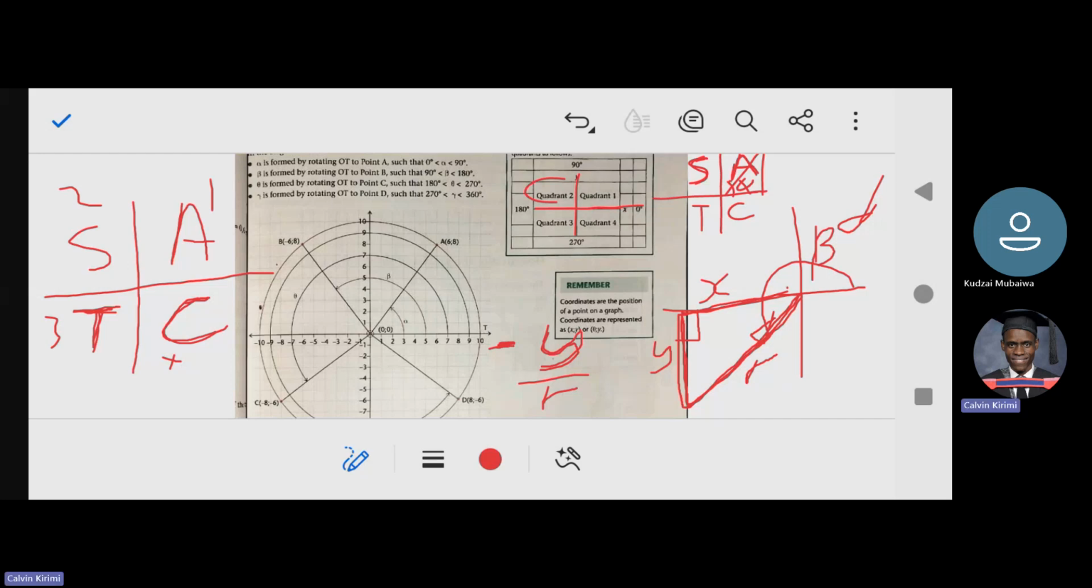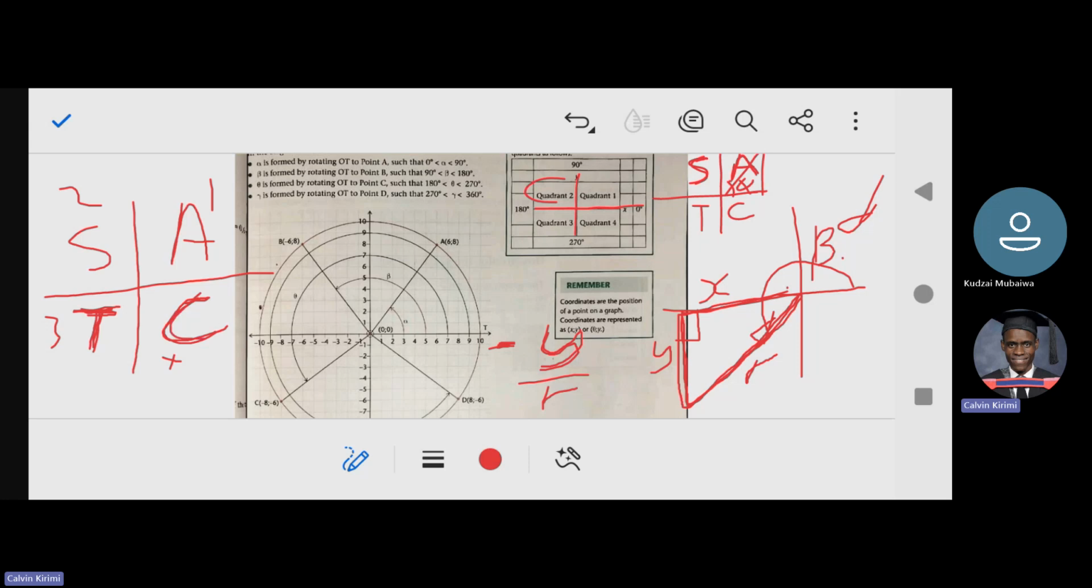What about cos of beta? It will be negative x over r. Yes. Then what about tan beta? It will be y over negative x. Tan is positive in that quadrant. It's just y over x. We are done. So once you know the CAST diagram, you are done. You'll just know it, there's no problem.